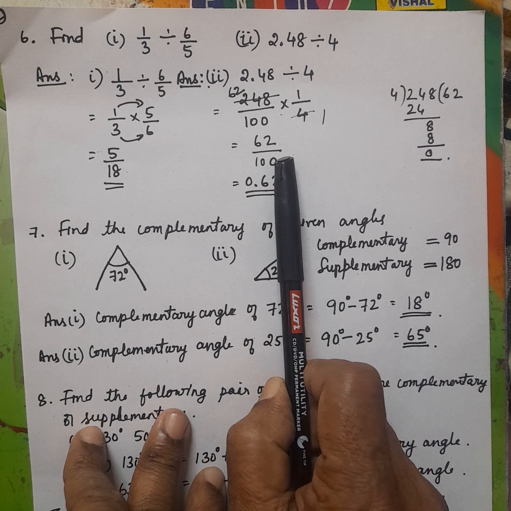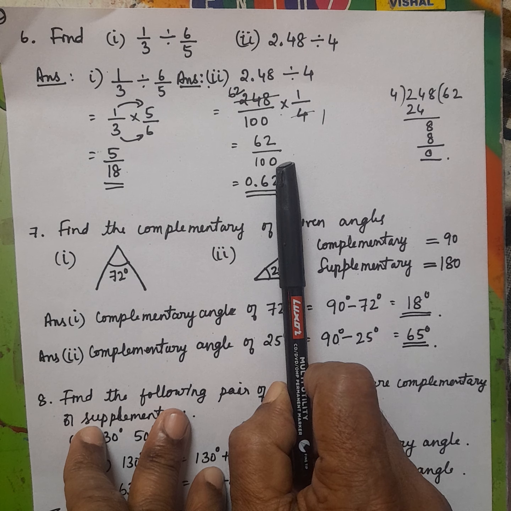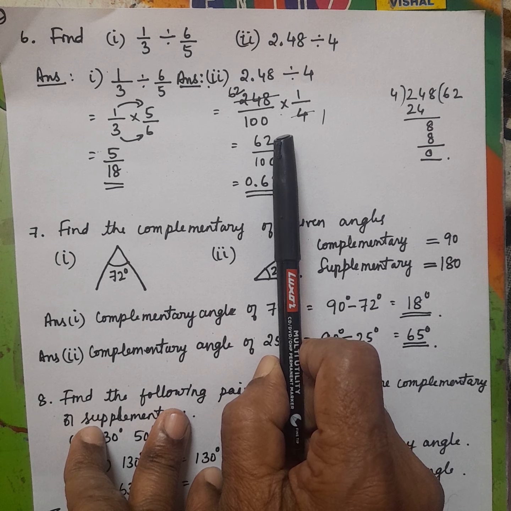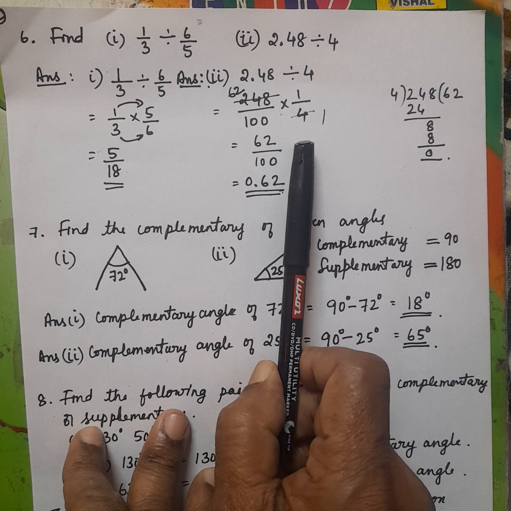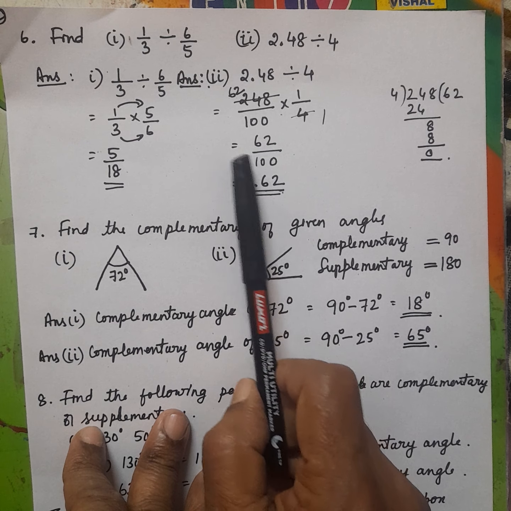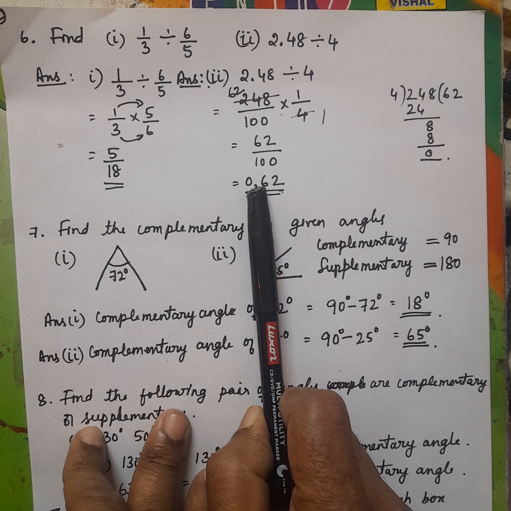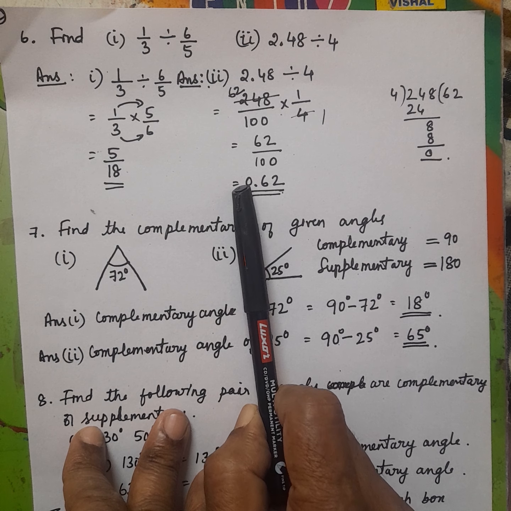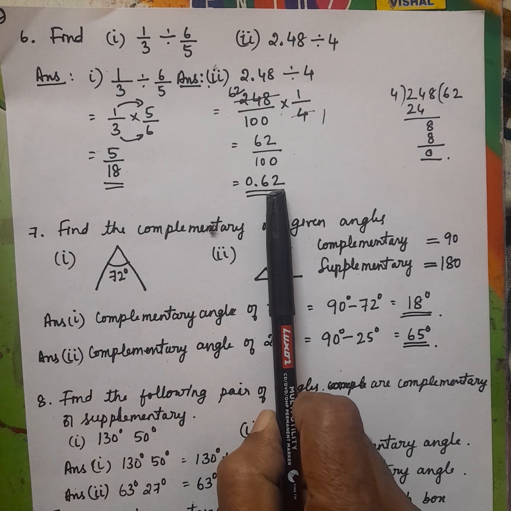Now convert it into decimal. That means if there are two zeros, then we have to put the decimal point two digits from the right side. That is after 6 and 2. Then put 0 before the decimal point. That is 0.62. Now the next question.